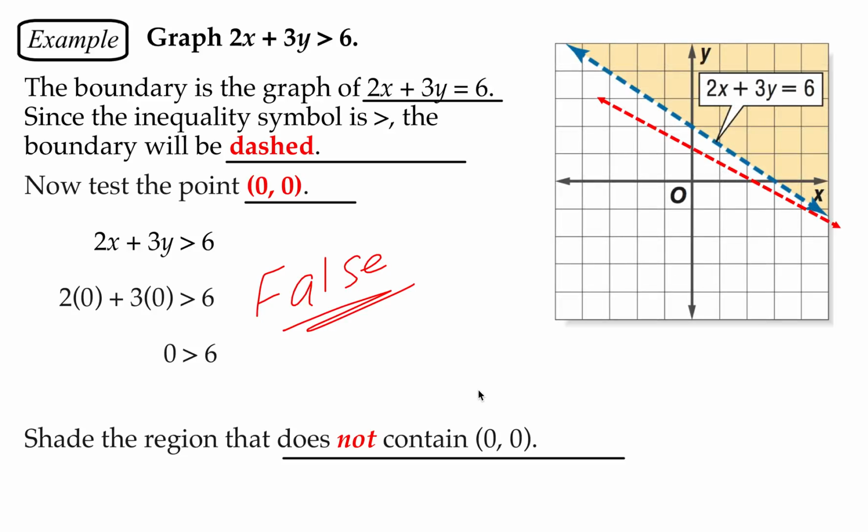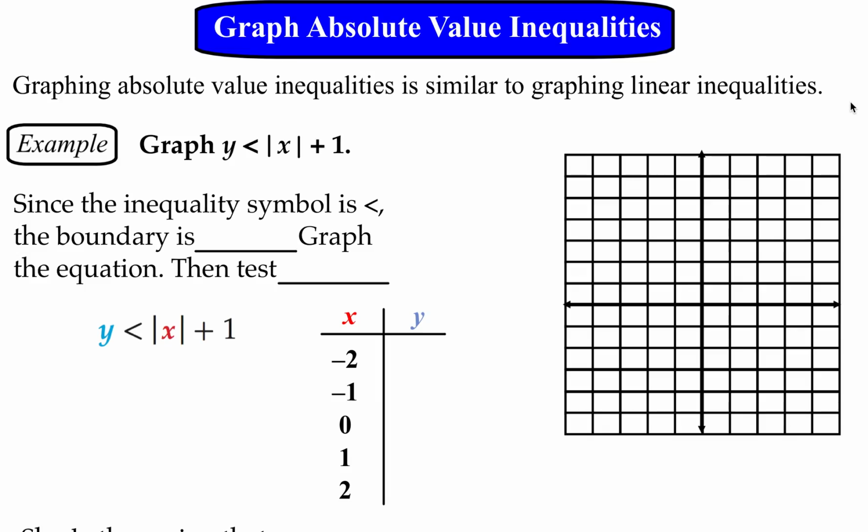We don't want that to be part of the solution, so we're going to shade the side above that. So there's a picture, though this one's not accurate because the graph there is a different scale. That's what it's going to look like. You have your intercepts just like we drew. It's a dashed boundary and shaded above and to the right.